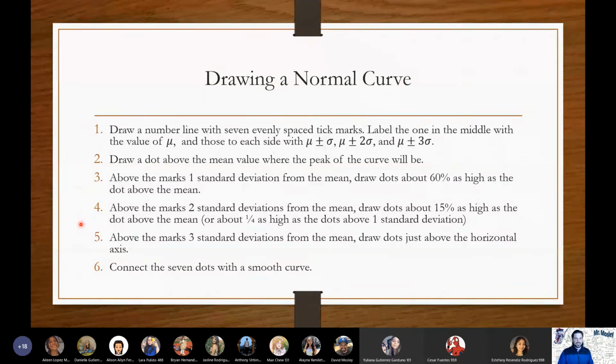Can you raise your hand if you're writing down these steps and need more time? Right. Let us pause.